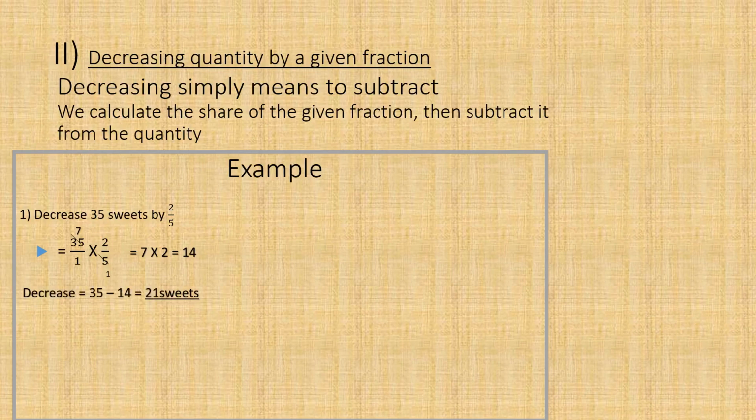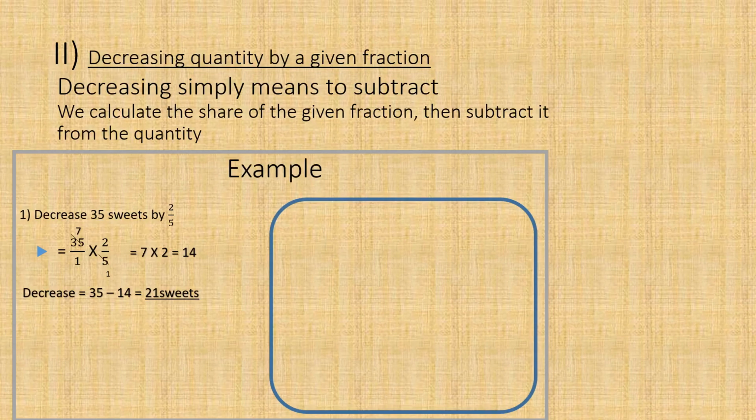Now, the rule: the question said we should decrease. So I'm simply going to take the quantity, which is 35. Decrease 35, take away 14. And 35 take away 14 is equal to 21 sweets. So that is the decreased amount. Now the decreased quantity is 21 sweets.